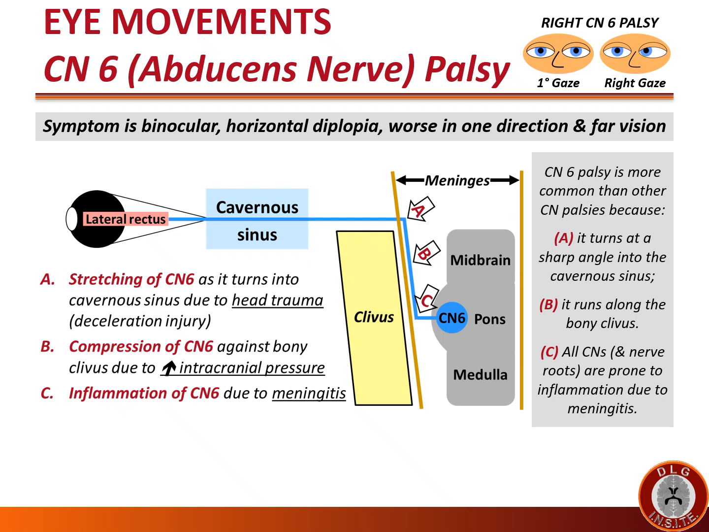Cranial nerve 6 nucleus is in the pons, and it exits the pons anteriorly, and then it travels up in the meninges, basically along the meninges and along the clivus. The clivus is a bone in front of the brainstem. It goes up the clivus and then makes a right angle into the cavernous sinus before it enters the orbit to innervate the lateral rectus muscle. So let's talk about the anatomic reasons why it's so common.